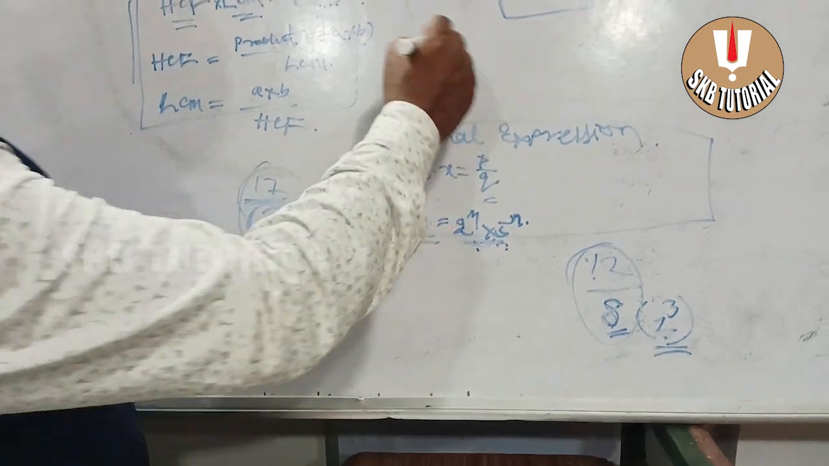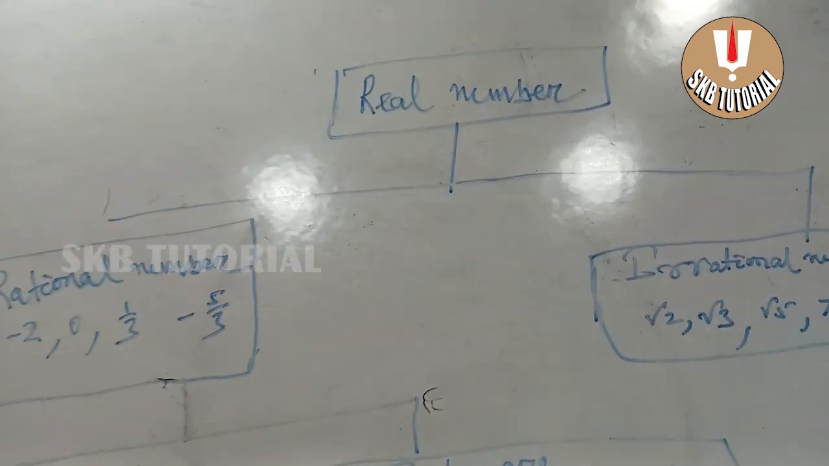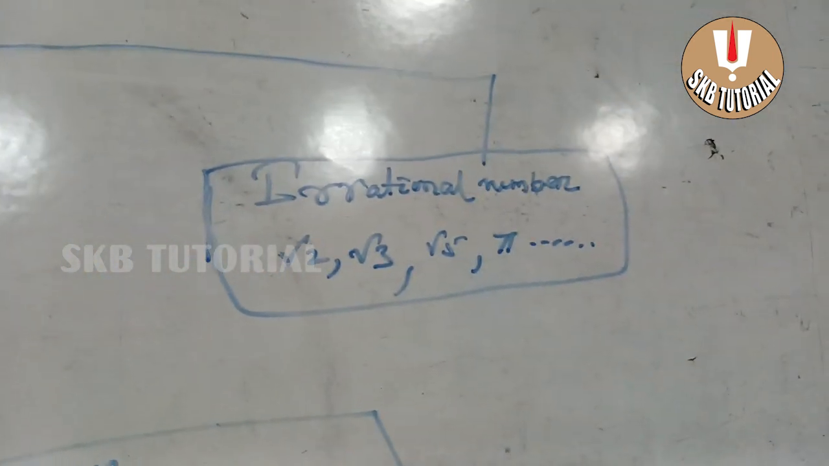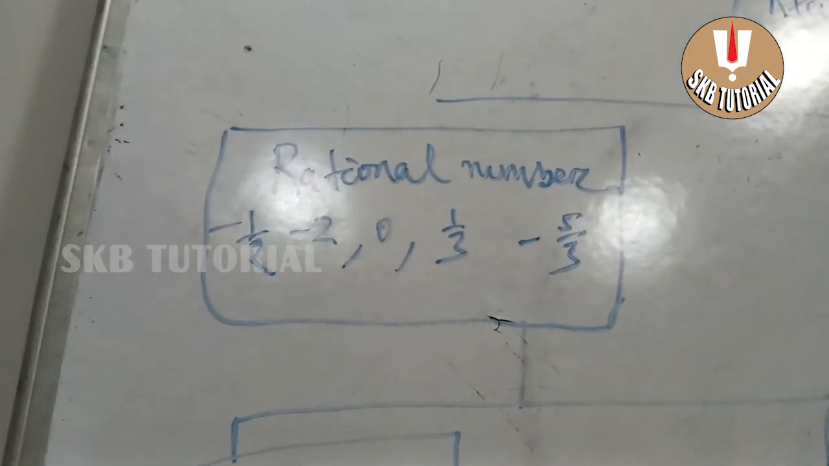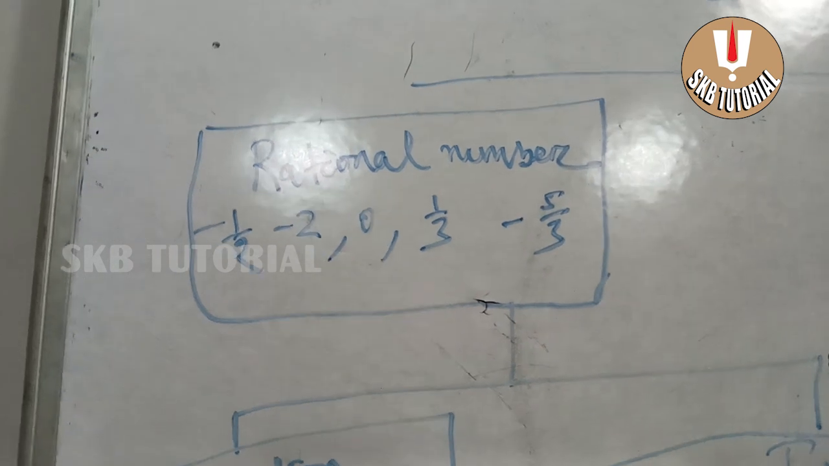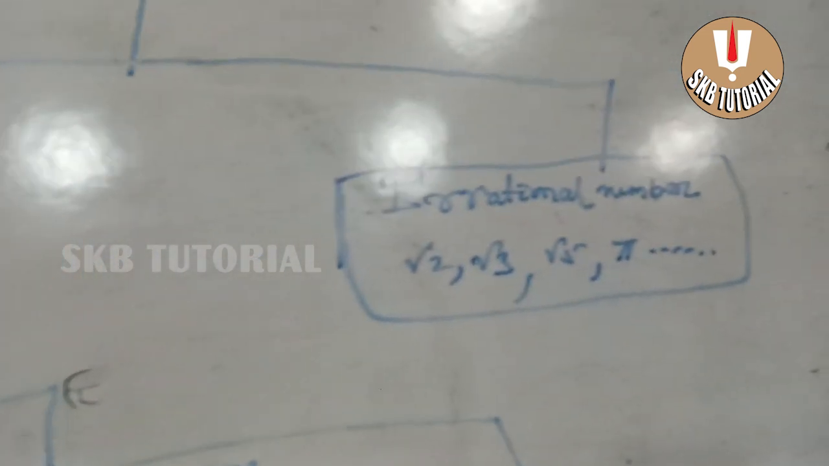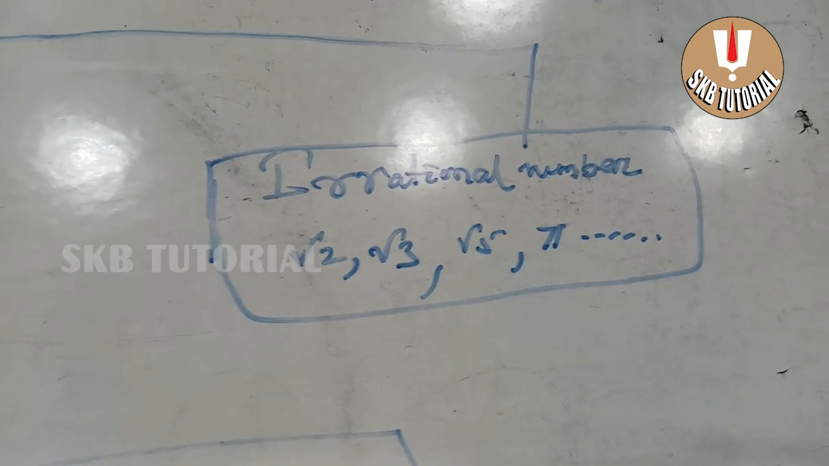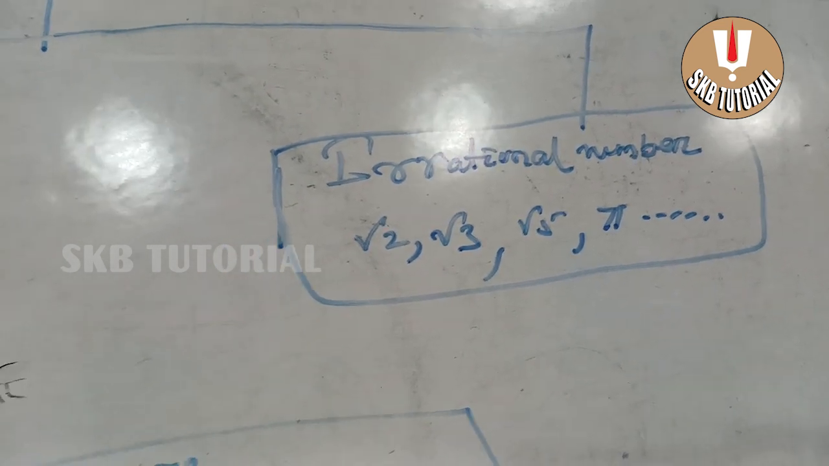The other concept is irrational numbers. Here, children, I would like to show the classification of real numbers. Please see here, the real numbers are classified into two groups. One is rational numbers, another one is irrational numbers. In rational numbers, all the numbers can be expressed in the form of p by q: minus 1 by 2, 1 by 3, minus 5 by 3, even negative integers, everything comes under rational numbers. Irrational numbers are non-terminating and non-recurring numbers. As I told you, root 2, root 3, root 5, pi and so on come under irrational numbers.